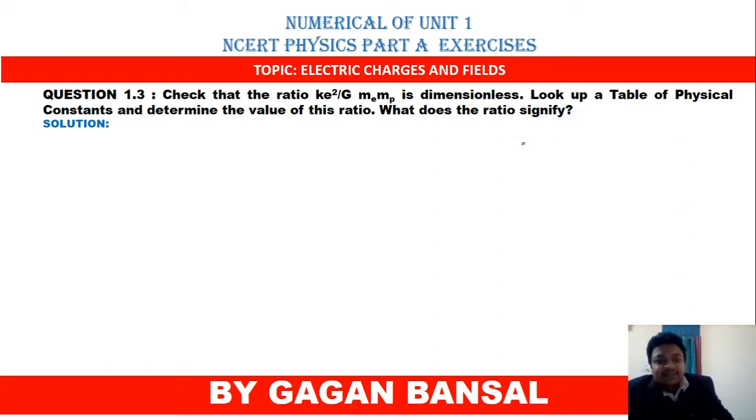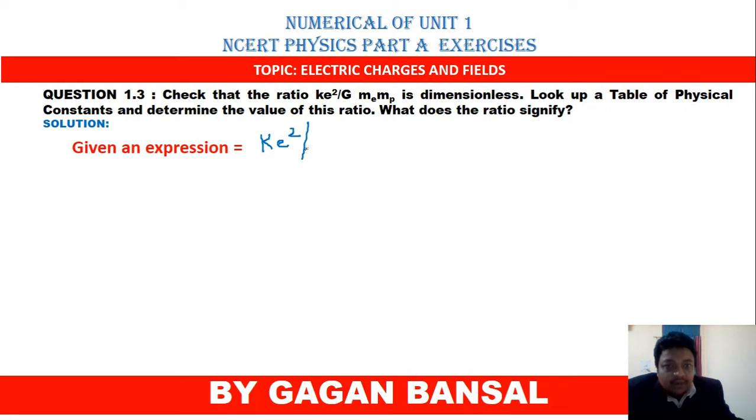As I have been saying repetitively, today also we will be doing it in the same manner. First of all, we will see in the question what is given, what is being asked, and what formula is used. Here it is not like that; we are already given the expression. The expression is ke square upon G me mp, and we need to show that this ratio is dimensionless.